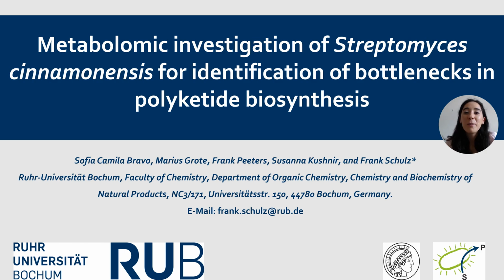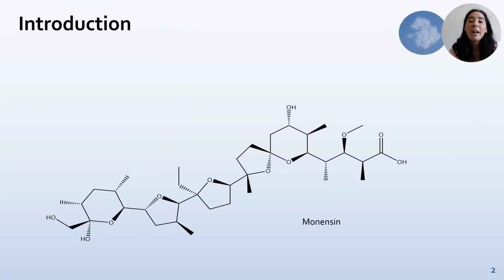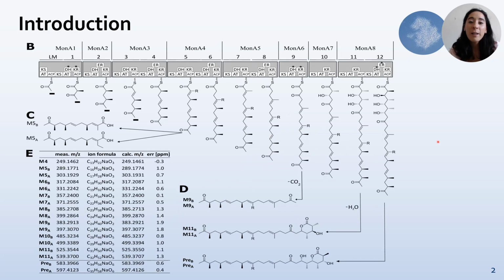Today, I will talk about Streptomyces cinnamonensis metabolomics. Streptomyces are the richest sources of antibiotics in the whole world, and Streptomyces cinnamonensis is not an exception. It produces the antibiotic monensin. Monensin is synthesized by the type 1 Polyketide Synthase. This is actually comprised of 8 different separate multi-enzyme complexes.